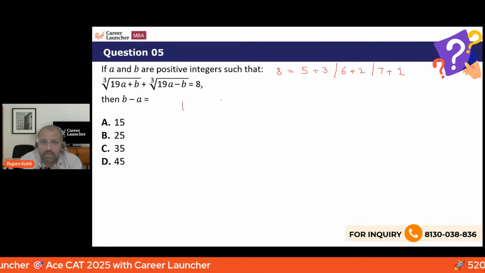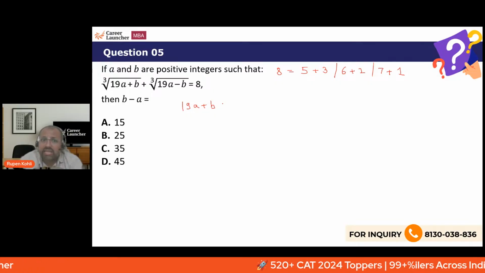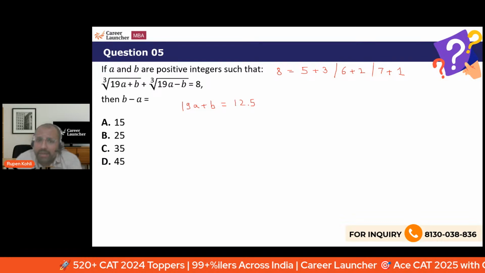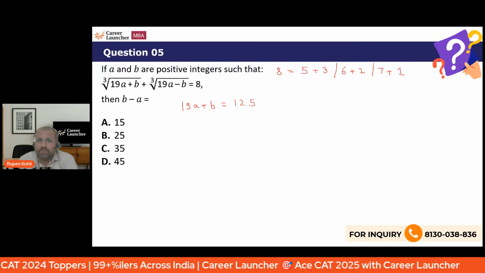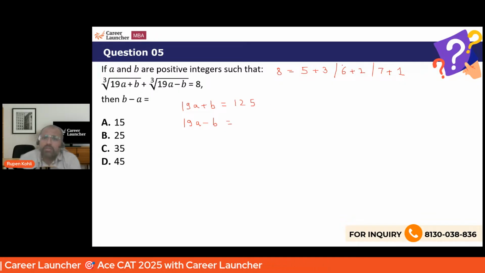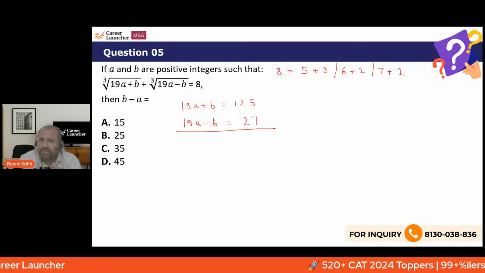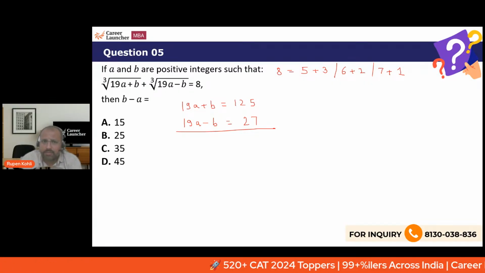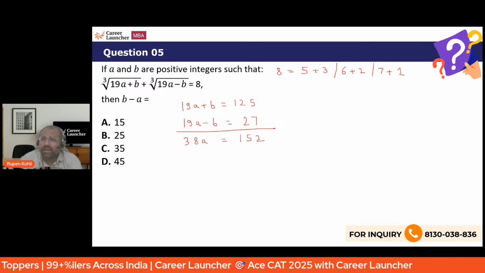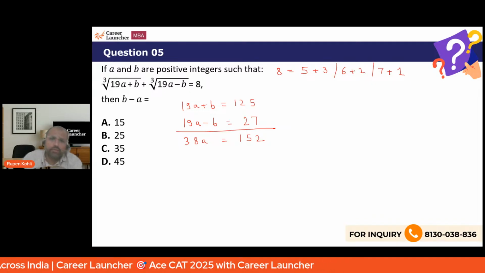So, case 1, 5 plus 3, which means that 19a plus b is the cube of 5, so that its cube root becomes 5. So 19a plus b equals 5 cube, which is 125. And 19a minus b is the cube of 3, which is 27. And you simply add, because it's a simple expression ultimately. Plus b and minus b cancel off, and you get 38a, and that is 152. I recall 19 into 8 is 152. So 38 into 4 is 152.